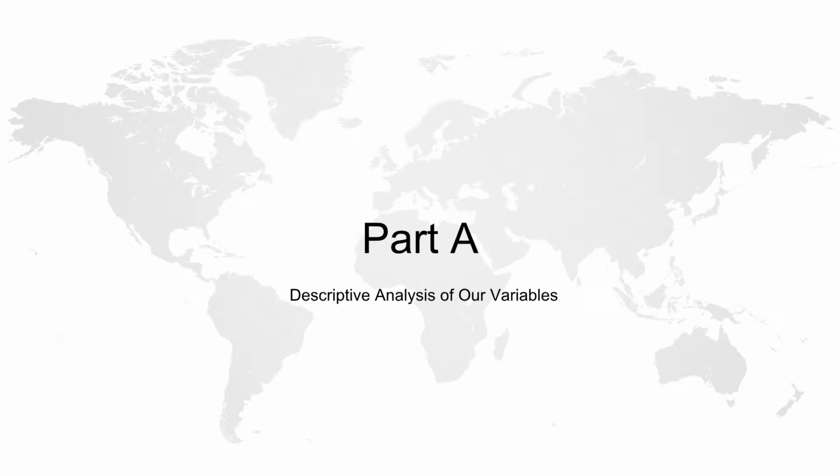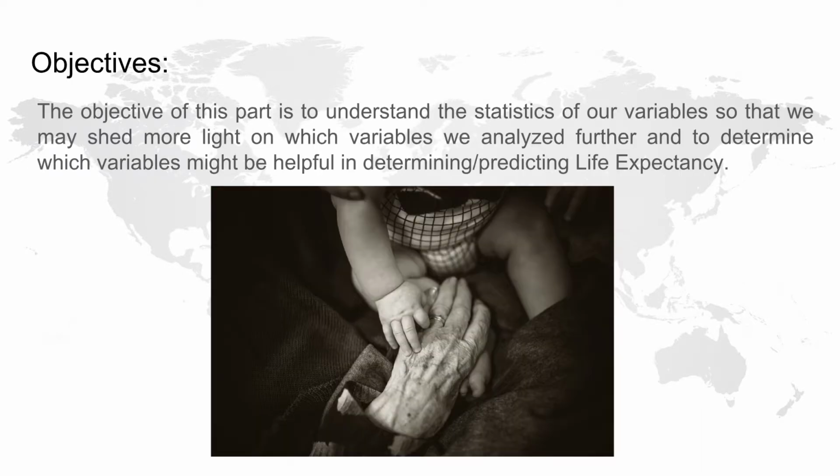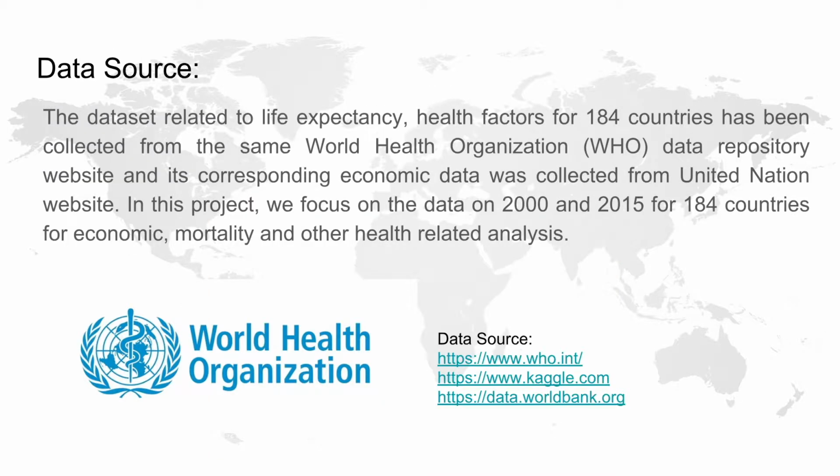Let's begin with the descriptive analysis on our variables. The objective of this section is to understand the statistics of our variables so that we can shed more light on the variables we want to further analyze, so that we can determine which variables might be helpful in predicting life expectancy.